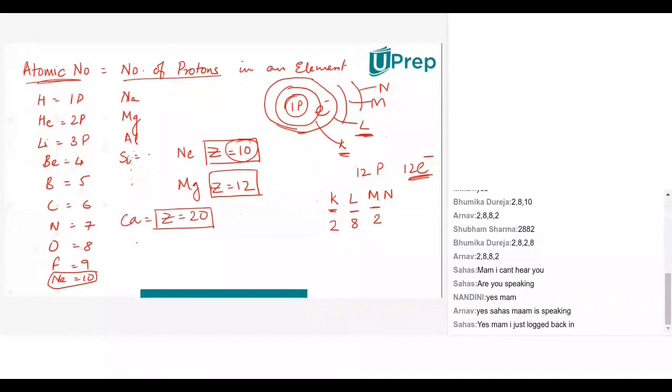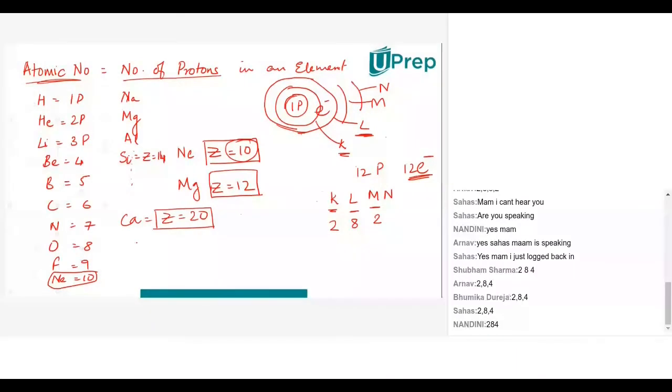Okay. So silicon's atomic number is 14. So what will the electronic configuration be? Okay, very good. Excellent. All right. So it seems like you guys have understood. So now I'm going to erase this.